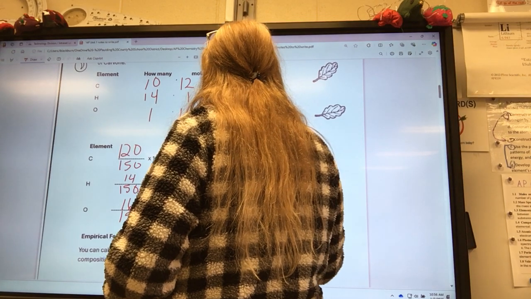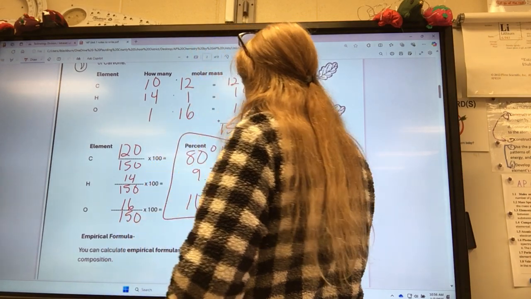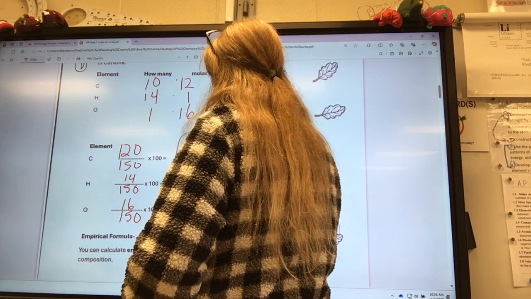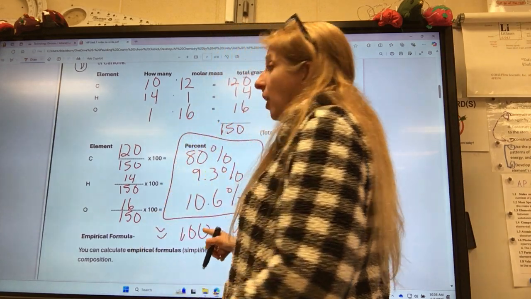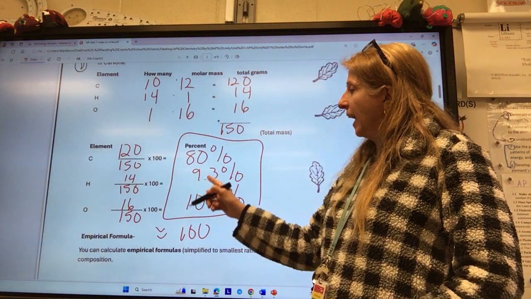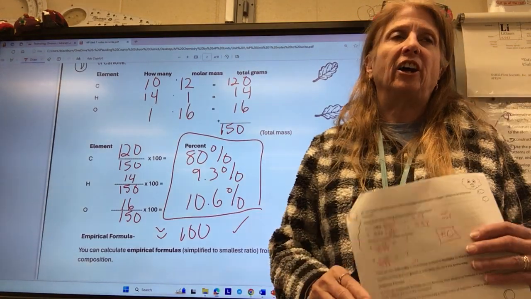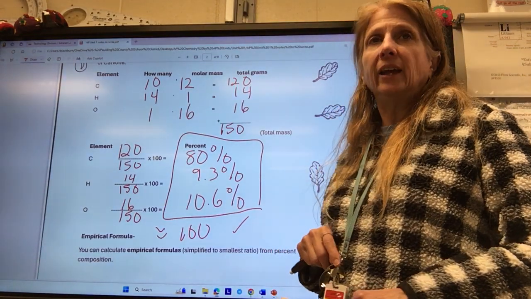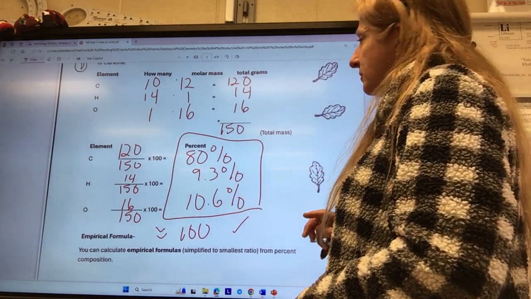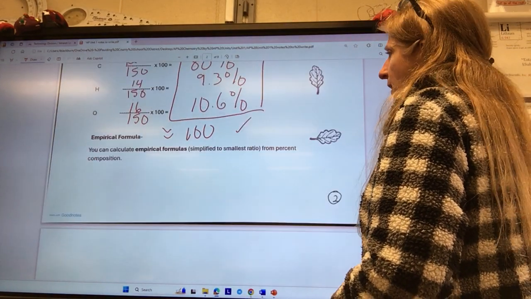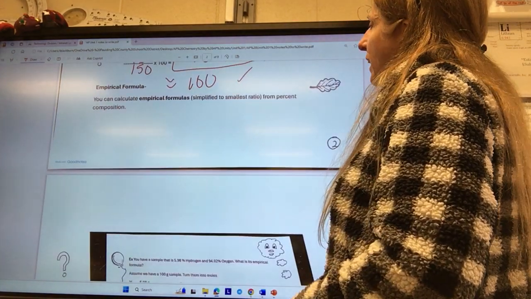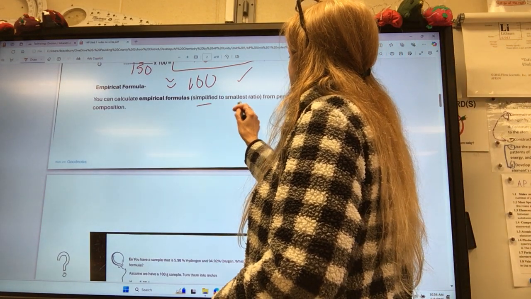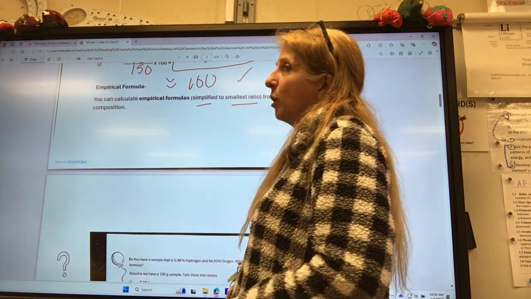And this is the answer to the problem. Now you can check it. It should add up to be around 100, and it does. 100 is not the answer. The answer is the percent of each isotope or each element, whatever we're doing. Okay? Feel good about this? Okay, keep it going. Okay, sometimes you can calculate the empirical formula, the simplified smallest ratio from percent composition.